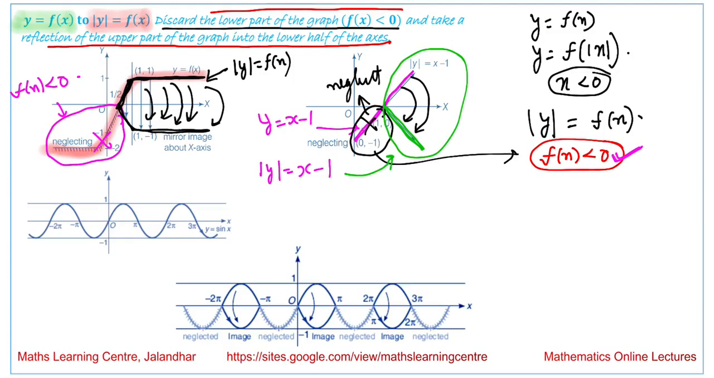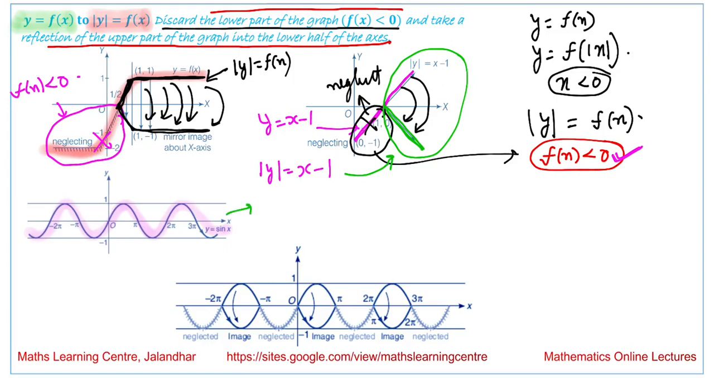Similarly, the next graph we are talking about is the graph of sin x. We know that the graph of sin x is of this form. This is the graph of sin x.